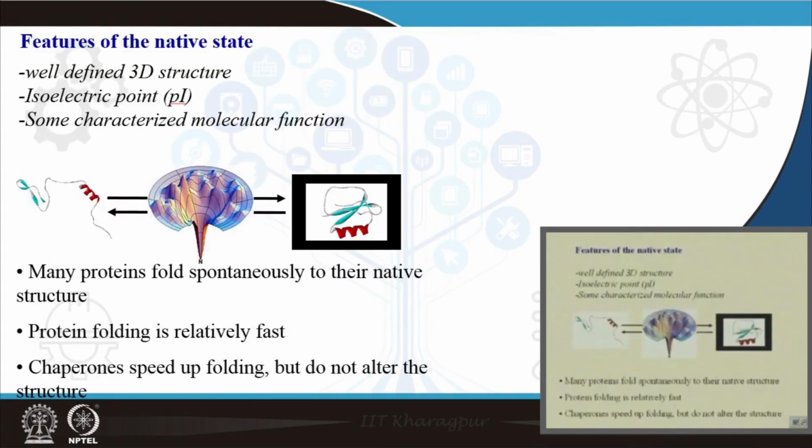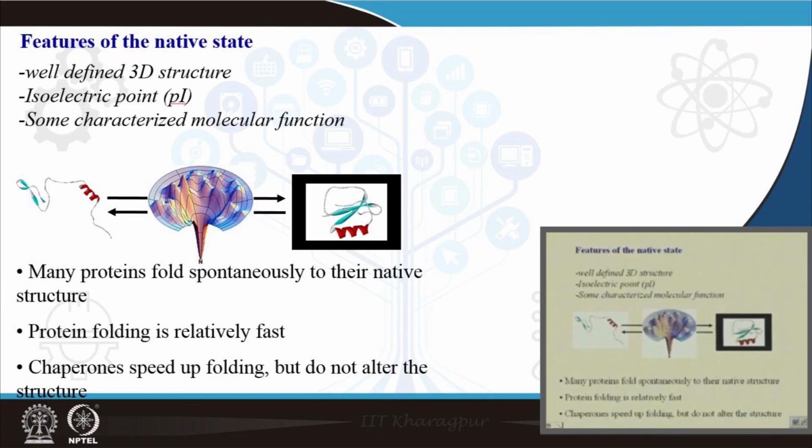So what do we have? We have a final native structure. What is this native structure? We have a well-defined 3D structure. It has a specific function, and we remember we spoke about the specific isoelectric point due to the type and number of amino acid residues it has. So what are we going from? We are going from a relatively unfolded structure to a folded structure.